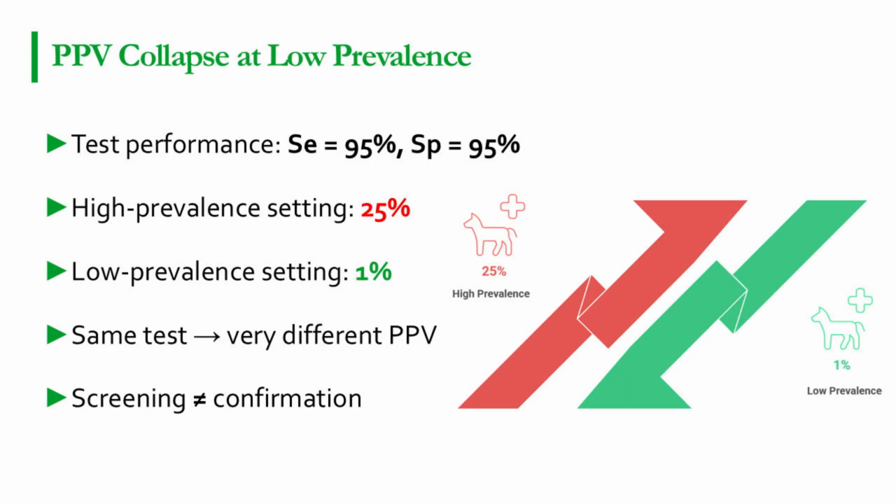In addition, low prevalence magnifies the impact of false positives, causing positive predictive value to collapse even for high-quality tests. This reality underpins the distinction between screening and confirmatory testing. Screening aims to capture potential cases, accepting false positives, while confirmation aims to establish diagnosis with high certainty. Confusing these roles leads to inappropriate use of tests and inefficient control strategies.